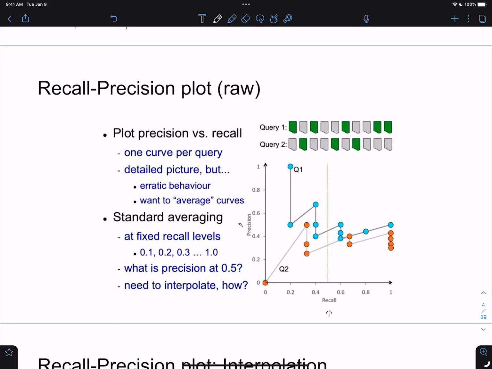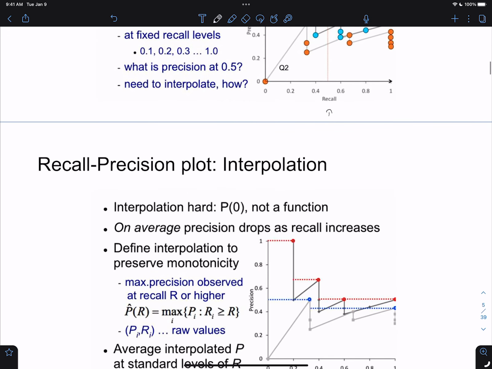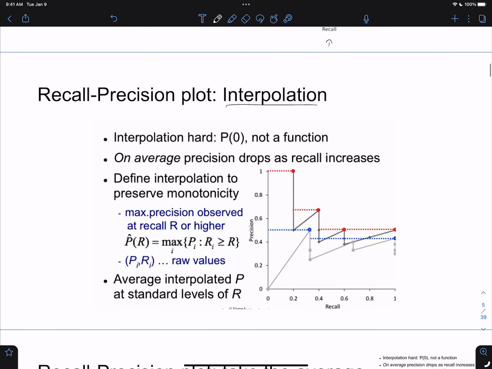In order to average it, you require all the precision and recall values, but sometimes that is not always possible, and that's why we use something called interpolation. Interpolation is a way of what we call an optimistic estimation or optimistic interpolation. In a way, it's estimating the precision at a recall level.